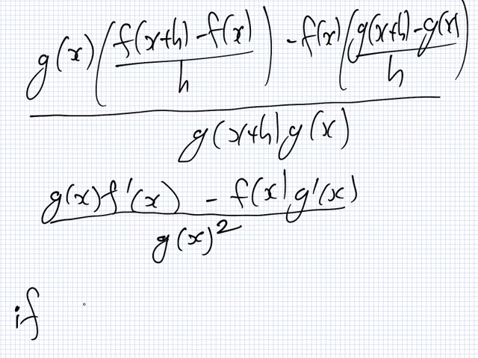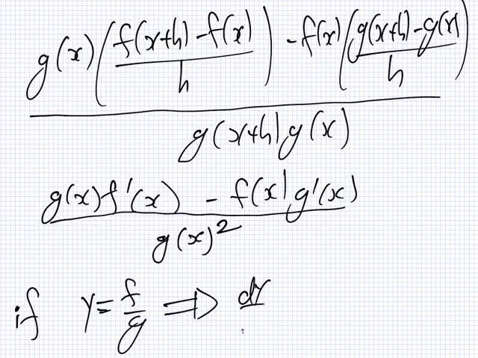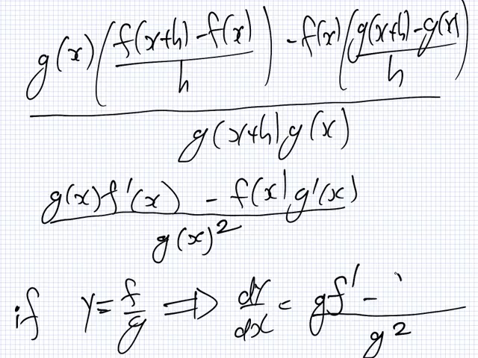If y equals f over g, then that means dy/dx, the derivative, will equal the bottom squared, the bottom times the derivative of the top minus the top times the derivative of the bottom.